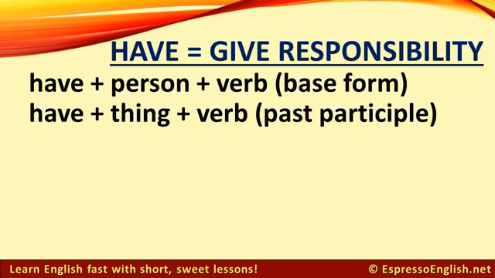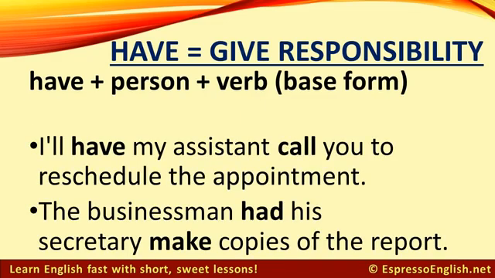Next, there's the verb have, which often refers to giving responsibility for a task. We can use it in two ways. We can have a person do something: have plus person plus the verb in the base form. Or we can have something done: have plus the thing plus the verb in the past participle. Let's look at some examples. I'll have my assistant call you to reschedule the appointment. The businessman had his secretary make copies of the report.